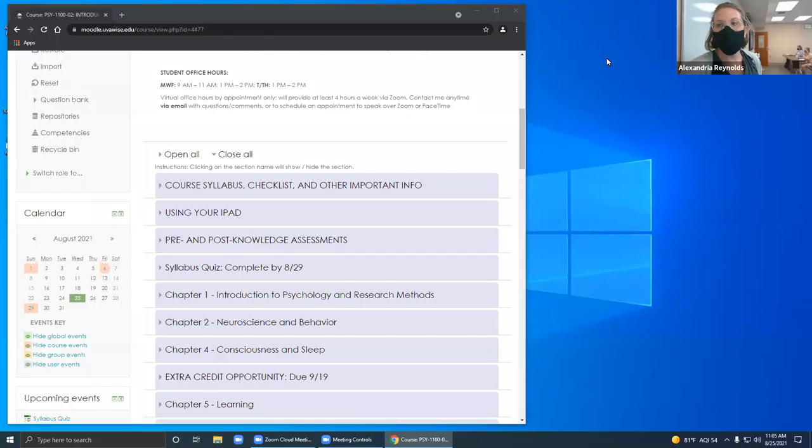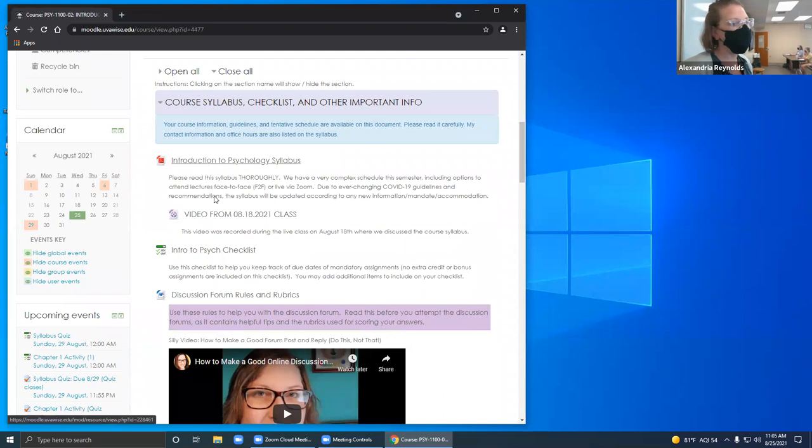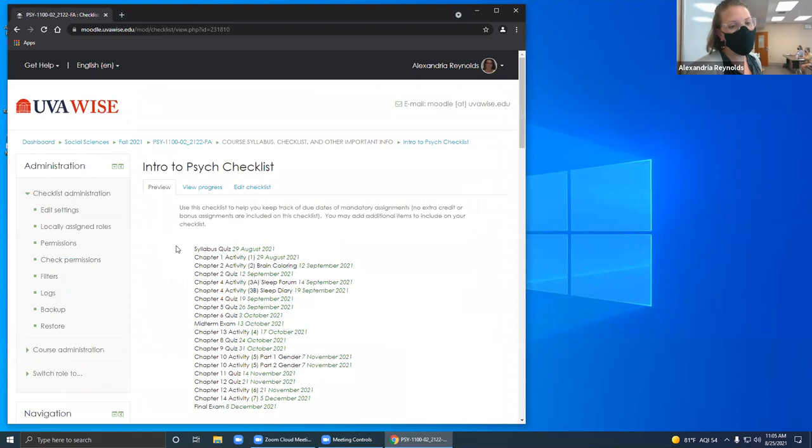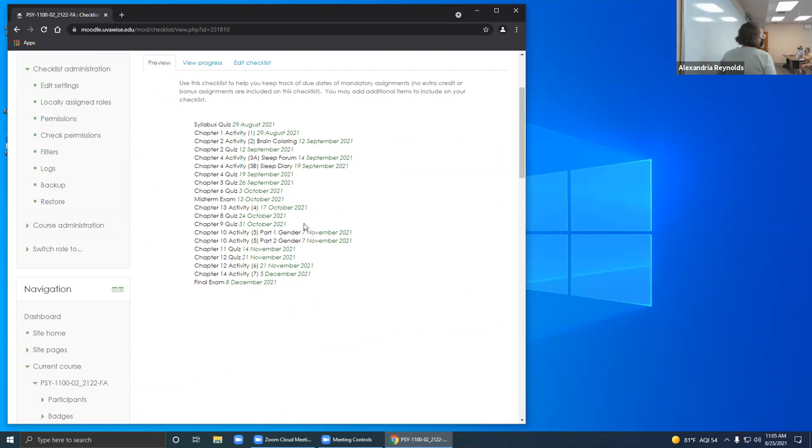Okay, so for everybody here, we are going to talk about the checklist that's available on Moodle. If you look here under course syllabus, checklist and other information, you'll see the syllabus. Remember, you have a syllabus quiz to do, right? And then the intro to site checklist. Does everybody see here? This is all the mandatory assignments that you guys will have to turn in for credit, okay?